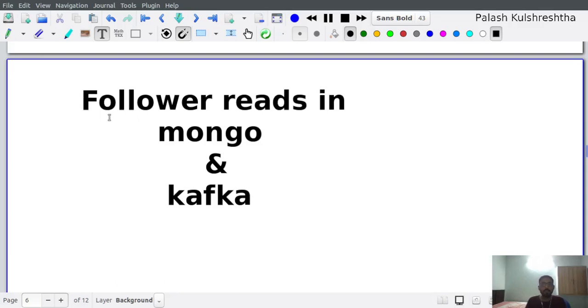Today we are going to learn further about our follower reads pattern: how the follower reads pattern is actually done in Mongo and Kafka. Not how it's actually done, but what the caveats of the follower reads pattern are in MongoDB and Kafka.